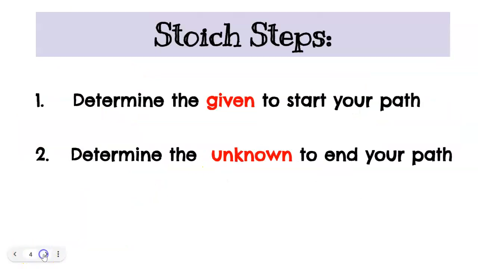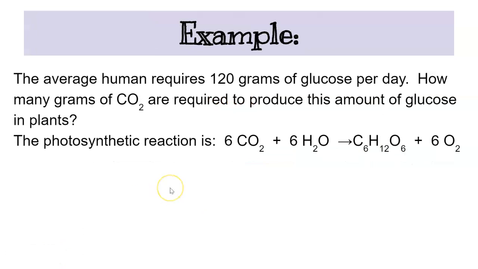So let's take a look at the steps and how to do this. Number 1, we're going to determine what we're given to start our path. And then we're going to determine our unknown to end our path. We're just going to use this map to help us visualize what conversions we have to do in order to solve our problems. This is going to be the example we work through in your notes, and then you'll do some more in your assignment today.